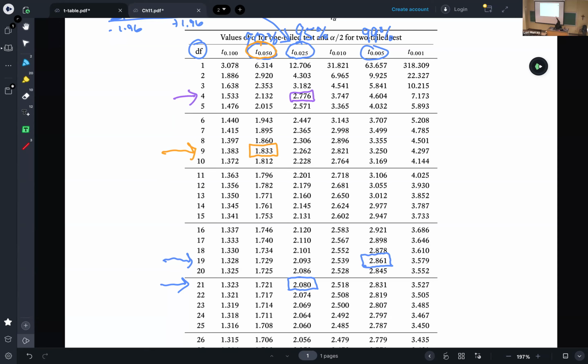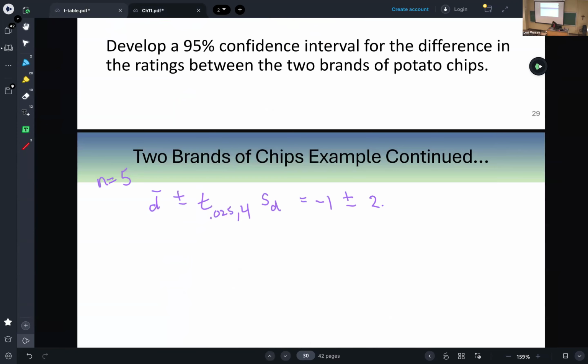4 degrees of freedom for a 95% confidence interval would be 2.776. And I'm going to multiply that by the sample standard deviation of the difference. And that ends up being, you can do this with me, -1 plus or minus 2.92. And I end up getting -3.92 to 1.92.